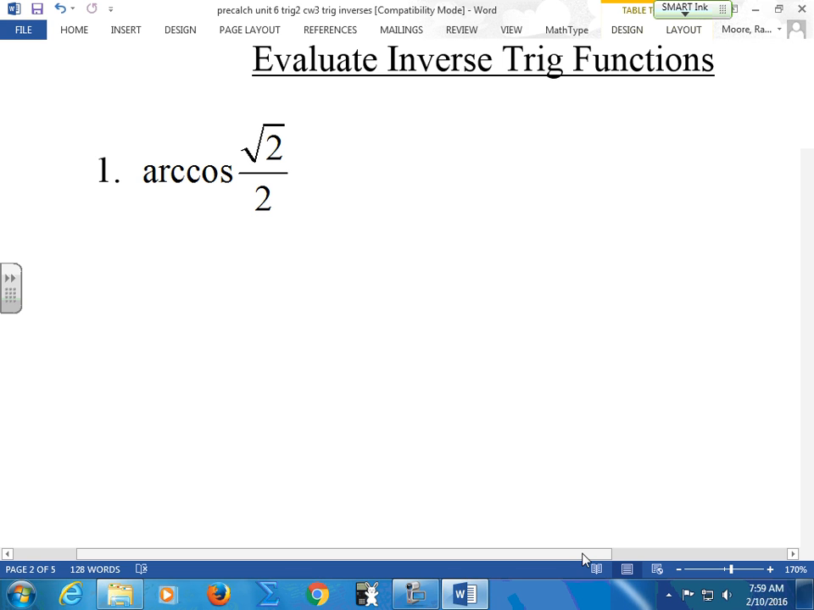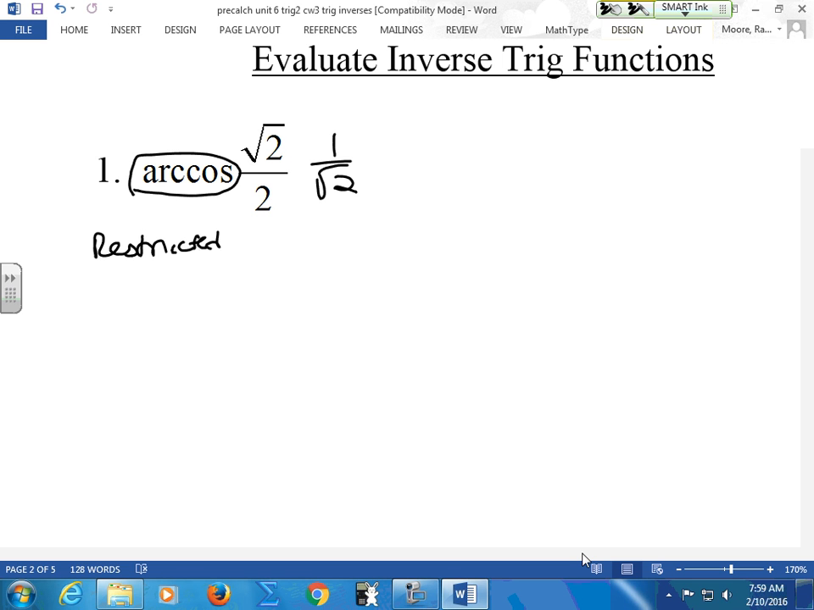We're going to need our special triangles here. What if you unrationalize this guy? What does this come out to be? 1 over radical 2. So let's just start like that. Is that good? Now, arc cosine means I need a restricted inverse. So find me first, where is my cosine curve restricted?